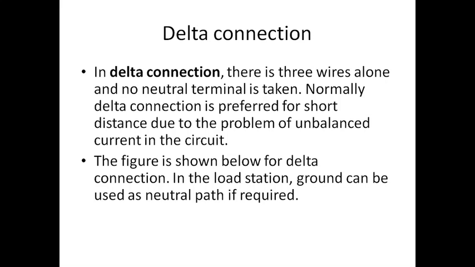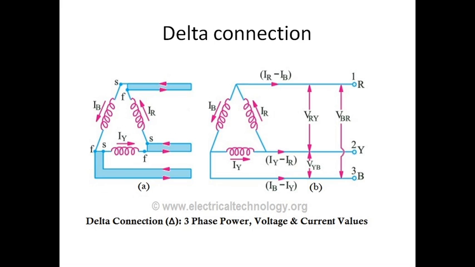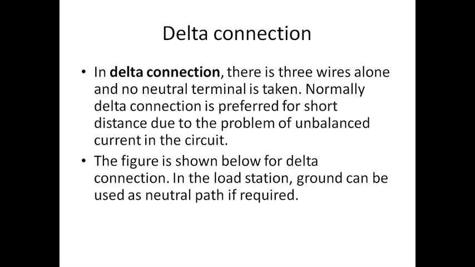If the three coils are connected in such a way that the start of one coil is connected to the finish of the next coil, as you can see in this diagram, this type of connection is called delta connection. The delta connection gives a three-phase, three-wire system. So you will not be having a neutral in this delta connection.